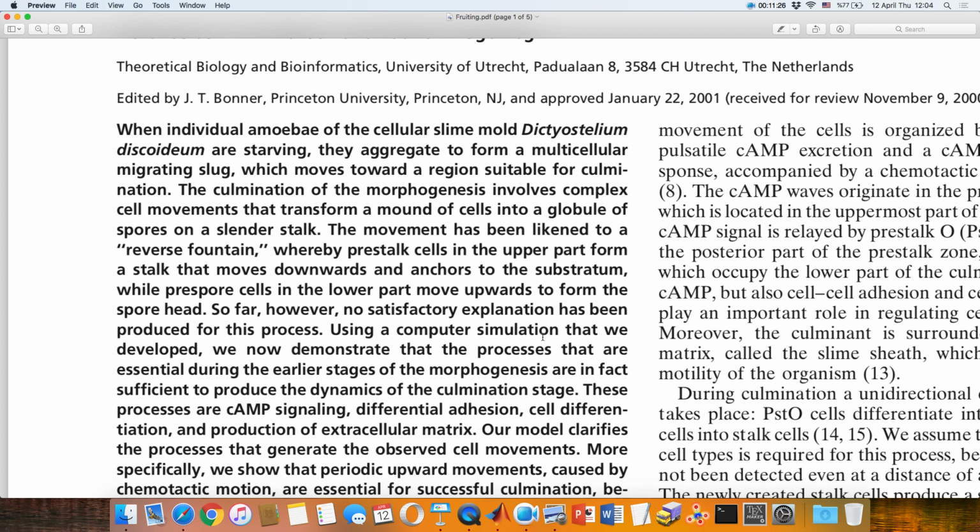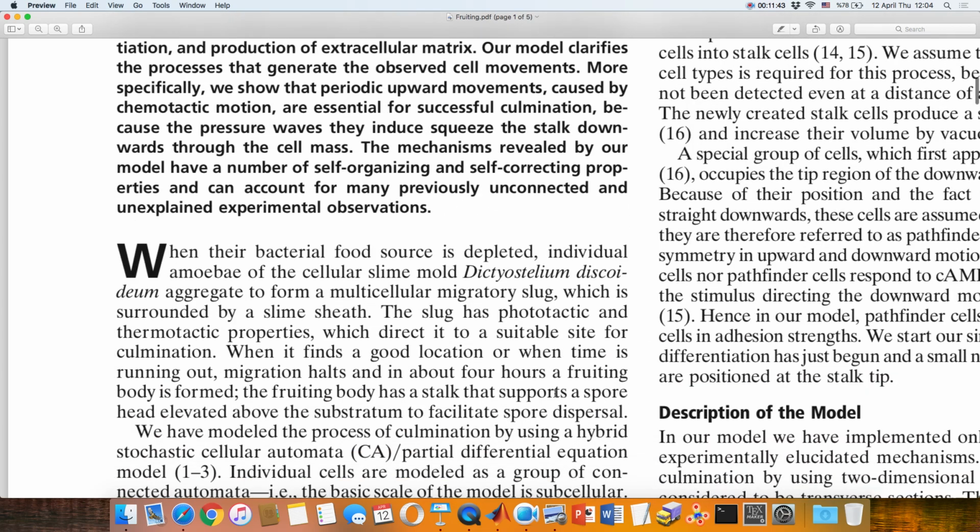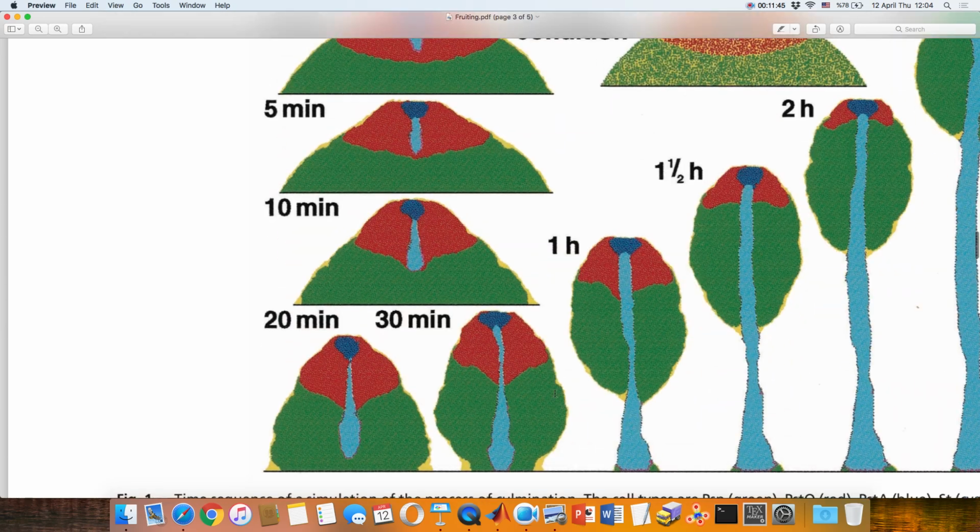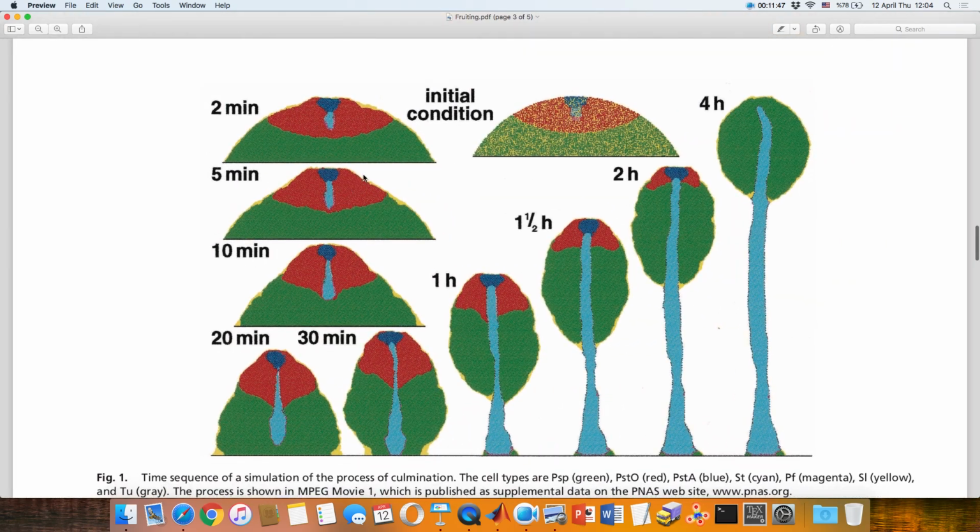Using computer simulations, and only computer simulations, that we developed, we now demonstrate that the processes that are essential during the earlier stage of the morphogenesis are in fact sufficient to produce the dynamics of the culmination stage. So whatever the processes are beforehand, if you continue doing them, it actually self-organizes itself into this.